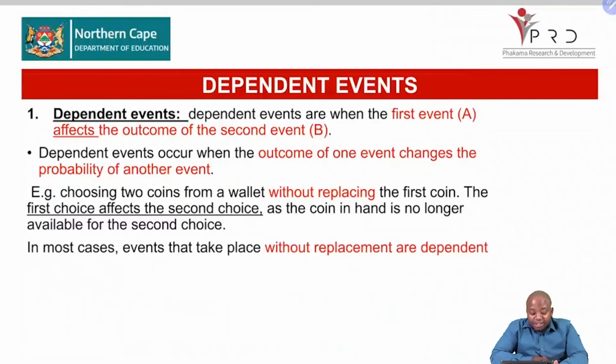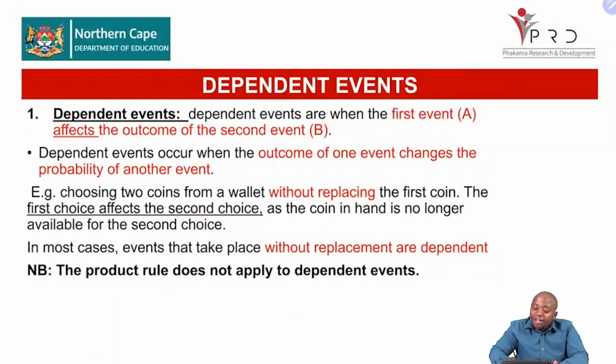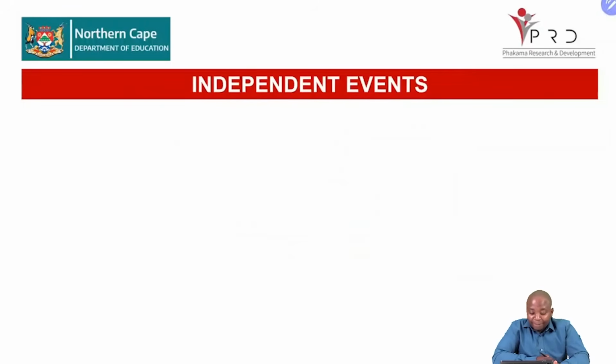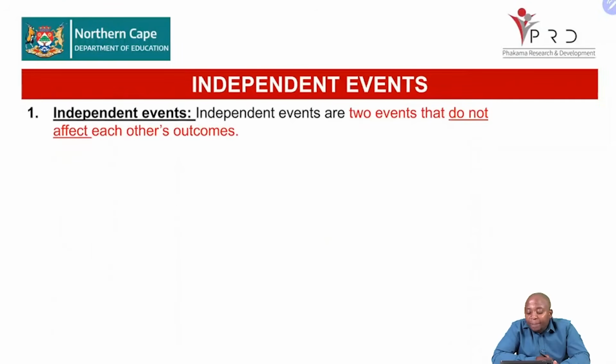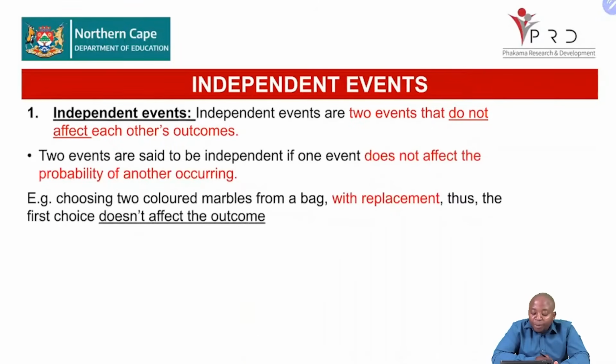Right, in most cases, these events take place without replacement, and we call these dependent events. We are now saying when events are dependent, the product rule does not apply. On the other hand, independent events are events whereby two events do not affect each other's outcome. Two events are said to be independent if one event does not affect the probability of the other event occurring.